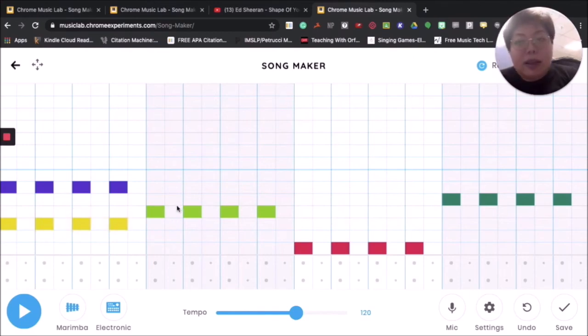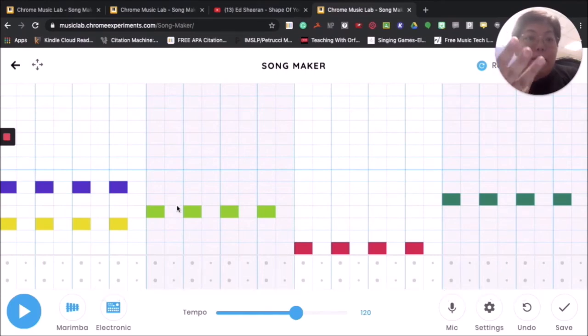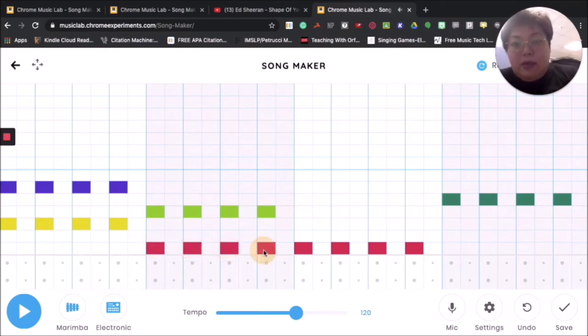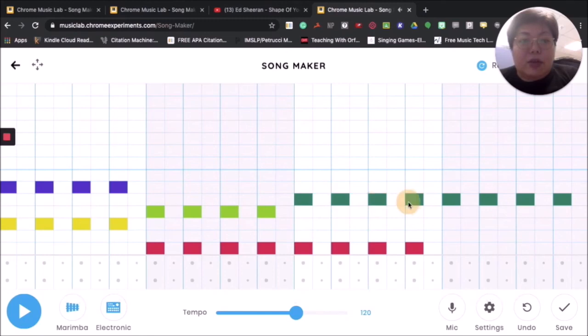The next chord, F, we are going to put in the fifth note as well. So let's count: F, G, A, B, C. So the fifth note for F chord is C. So we can put C here. It's the same. We may not need to put it up here as well. Okay, so the next chord is your C chord. Let's count what is the fifth note. C, D, E, F, G. So I'm going to put G on top of each C note.